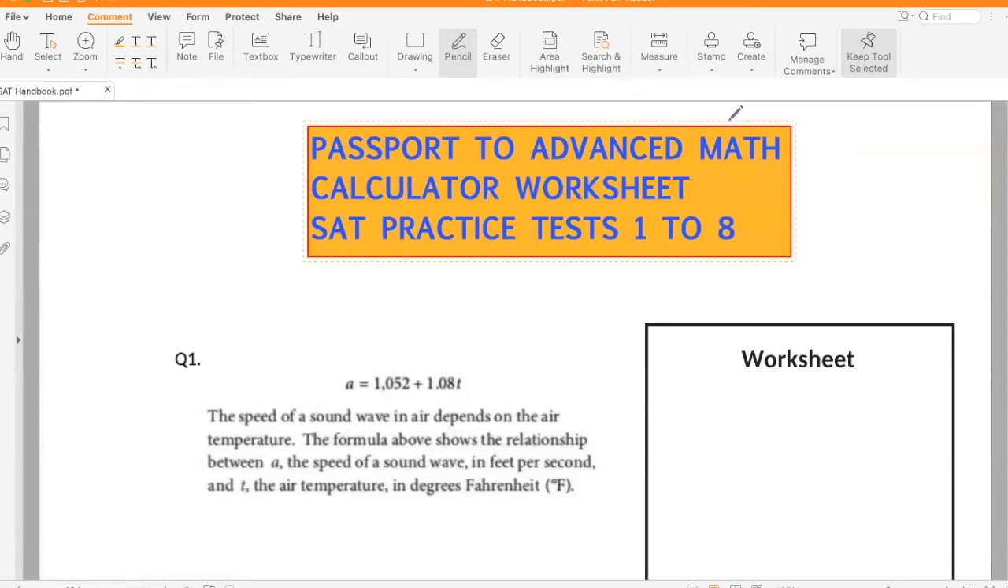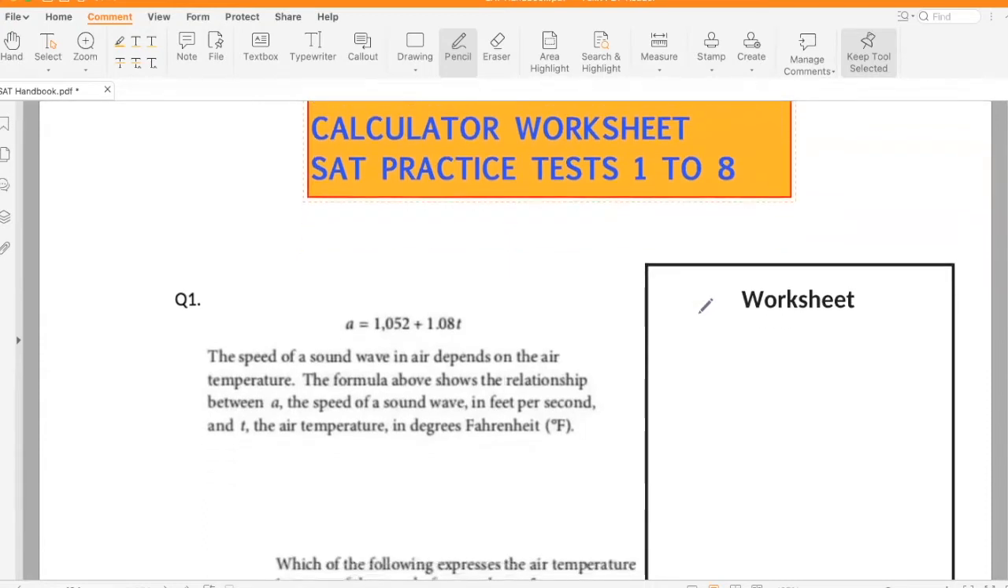In this video, we'll do a calculator worksheet from Passport to Advanced Math topics. These questions have been selected from SAT practice tests 1 to 8. So let's begin. Question 1.